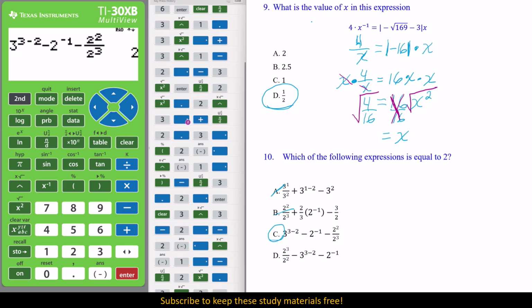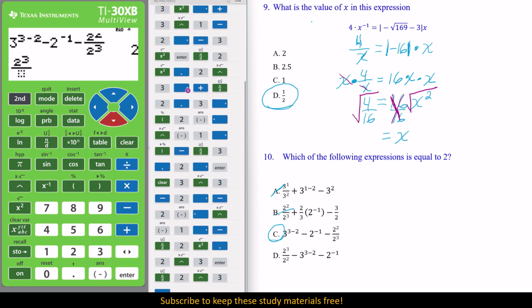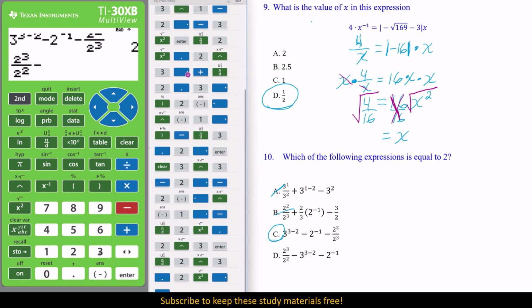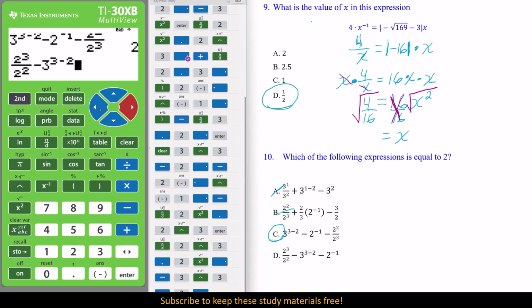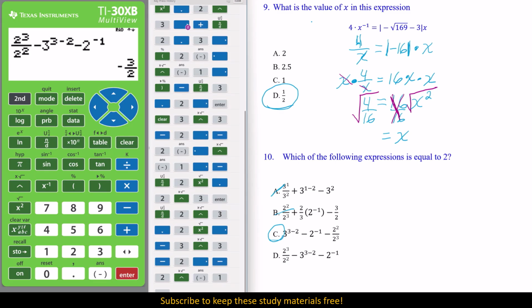Okay, so we have a fraction. And we have 2 carried up to 3, arrow down, and that'll be 2 squared. Go over, and that's minus 3 carried up, 3 minus 2. Arrow over, and that's subtract 2 carried up, negative 1. Double check that we agree what we've entered. Now, there you go. That's not 2 either. So we have proven C is correct.